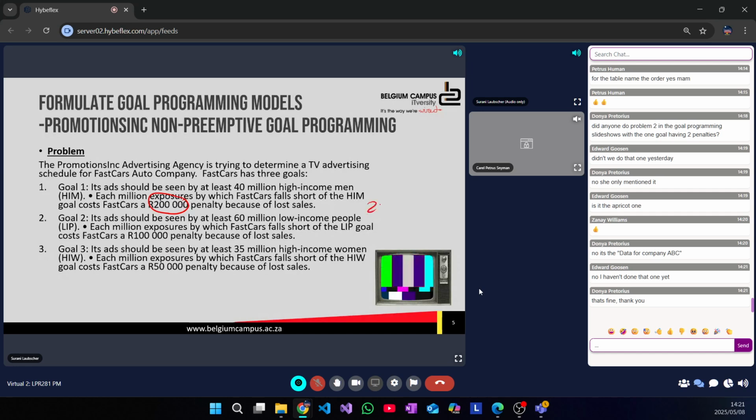So I've got a penalty of 200. I'm going to just divide it by 1,000. But at the end, remember to multiply it by 1,000 again when you get your final answer. Now, 200 for what? What are you being penalized for? Loss of sales. Loss of sales. Falling? Does that make sense?